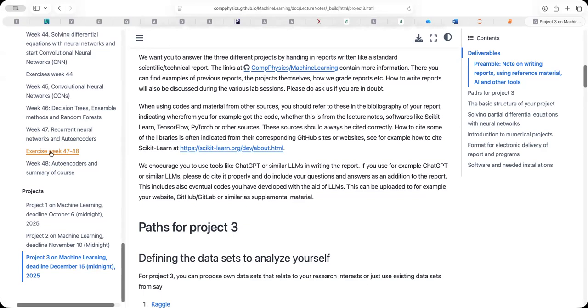The last set of exercises has a deadline this Friday. We announced it last Monday. This is essentially a set of questions about the different methods. Some of these are just true or false, and others are plain reasoning about what we have covered this semester. So that's the last weekly exercise.